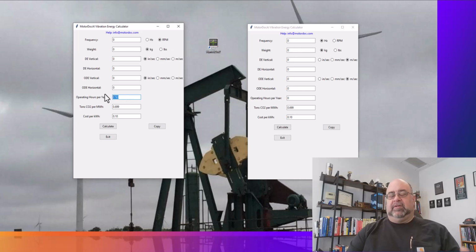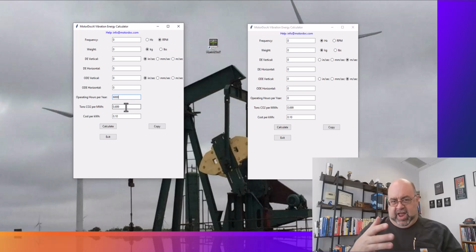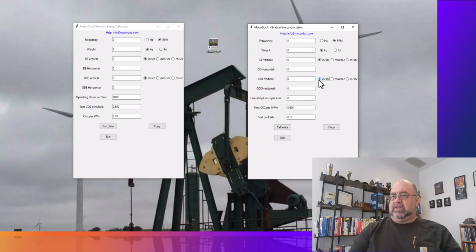Or you know what? Let's do 6,000 hours. That's 5 days a week, 3 shifts a day, weekends off, 2 weeks off for Christmas. We're going to use the present value of 0.699 tons of CO2 per kilowatt. So let's duplicate this one over here so that we end up doing the same, 6,000 hours. You could do a lot of other things in here, but we're going to do this from the standpoint of what happens if we reduce vibration.